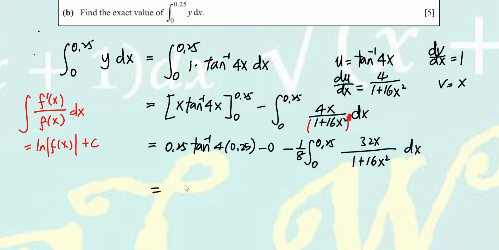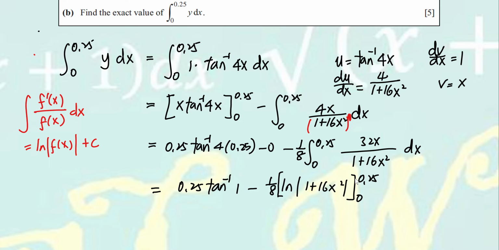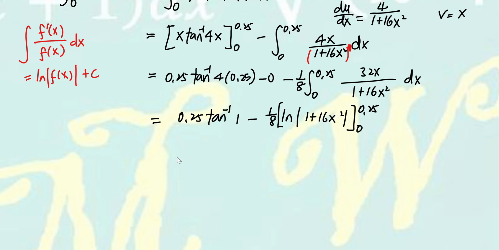So which means now here I will be getting 0.25 arctangent 1 minus 1 over 8 ln of the denominator, and with limits. You can include the 1 over 8, or you can just factorize the 1 over 8 when you do the integration, when you replace the values. So from here, 0.25, the arctangent 1 is basically pi over 4. So when it is pi over 4, instead of writing 0.25, I will change it into 1 over 4.